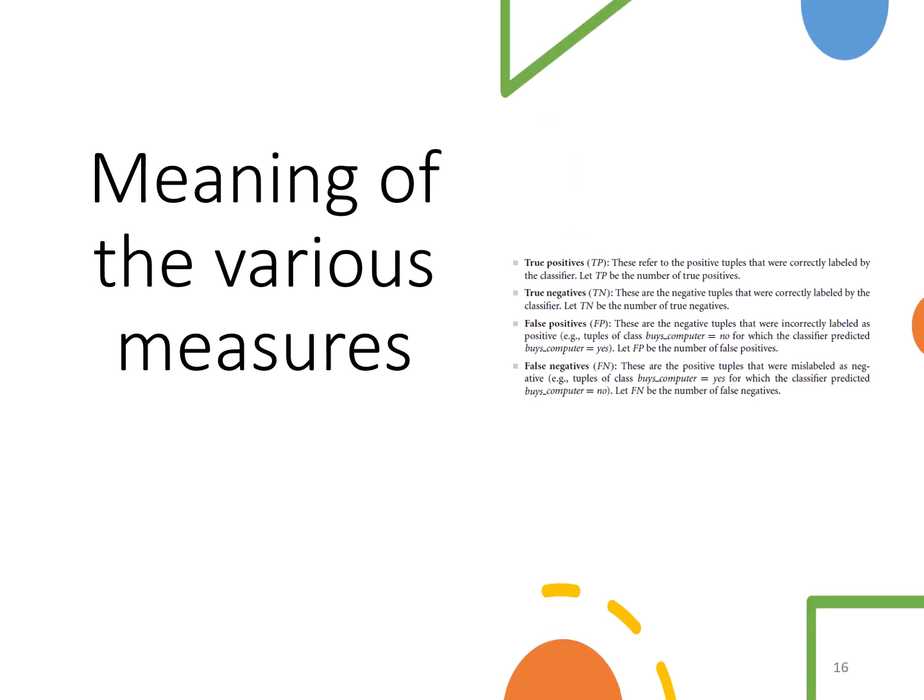True positive refers to the positive tuples that were correctly labeled by the classifier. True negative means these are the negative tuples that are correctly labeled by the classifier. False positive, these are the negative tuples that were incorrectly labeled as positive. False negative, these are the positive tuples that were mislabeled.